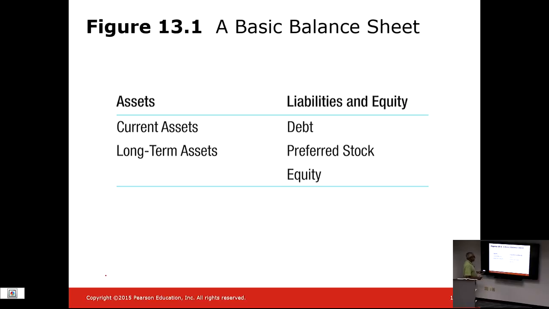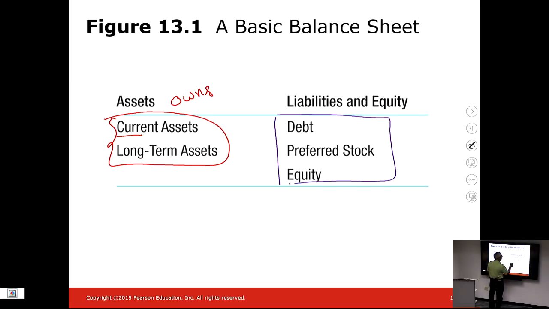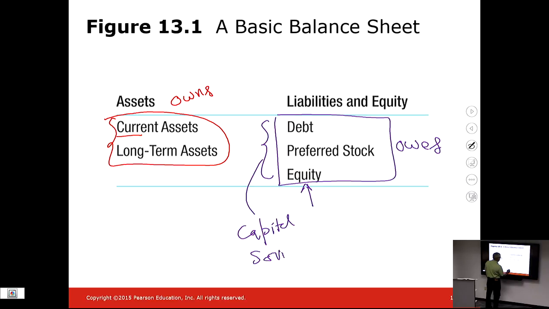So this is the basic balance sheet. On the left hand side, you have everything that the firm owns. And on the right hand side, you have everything that the firm owes. So we use these sources of capital to acquire these sets of assets.